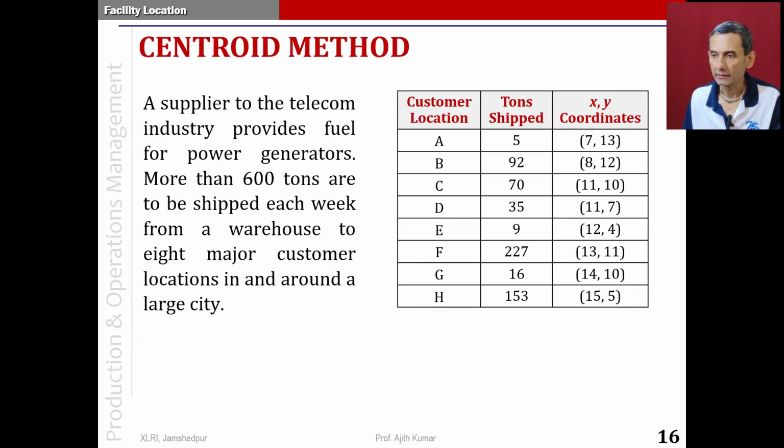And the second column in this table gives us the quantity that should be shipped from the location of the warehouse. The warehouse is something whose location we have to find out, and the quantities to be shipped from that warehouse to these respective locations are given here: 5, 92, 70, and so on, all in tons. And we are also given the X and Y coordinates of these customer locations.